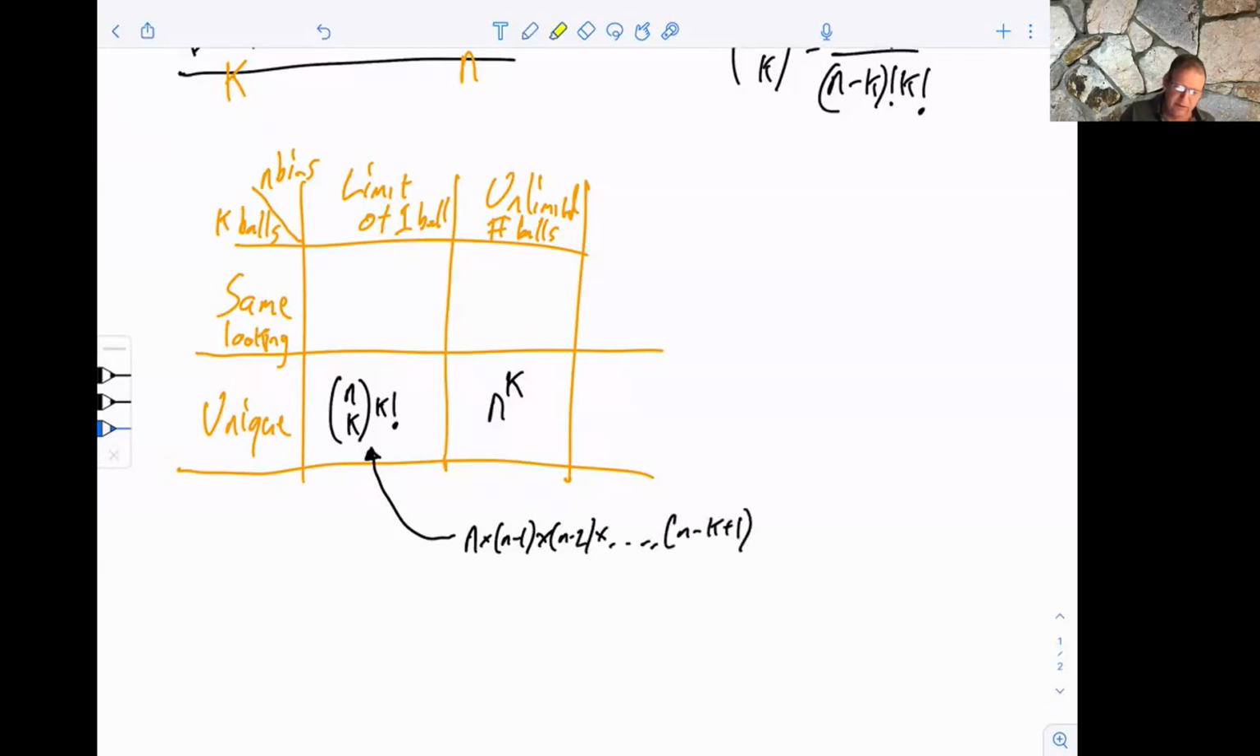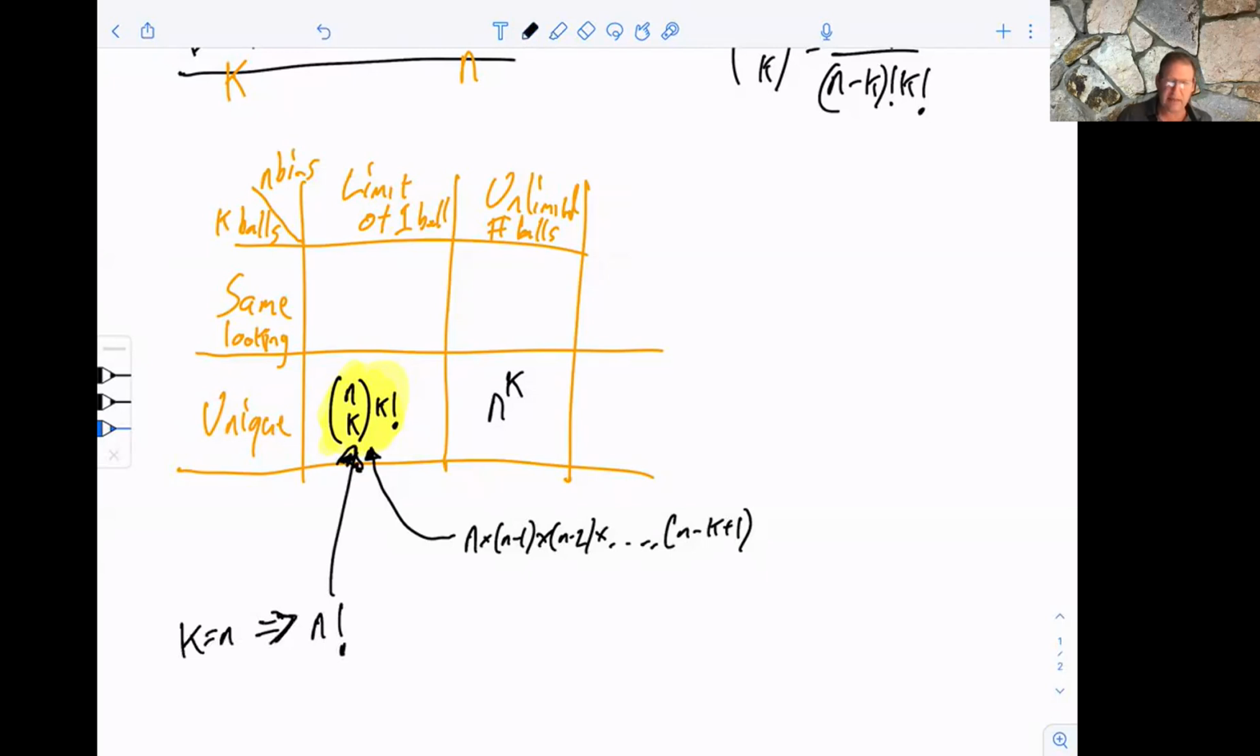And what is this thing if K equals N? What is this thing if K equals N? It's not exactly 1. So if K equals N, there are N balls and N bins, the balls are unique, and there's a limit of 1 per bin. If K equals N, what formula is this? Okay, now I'm seeing some good answers. So this is N factorial if K equals N.